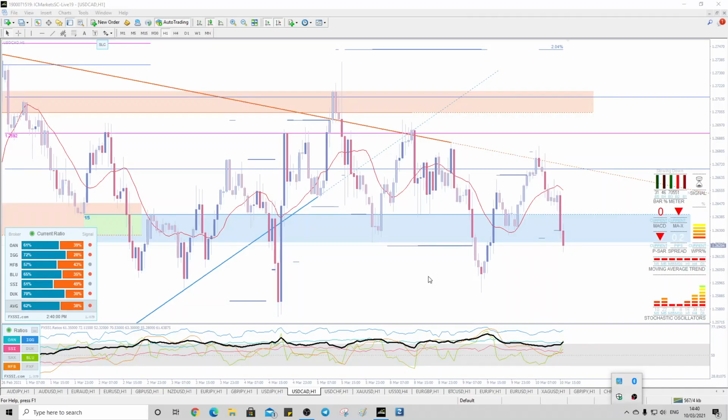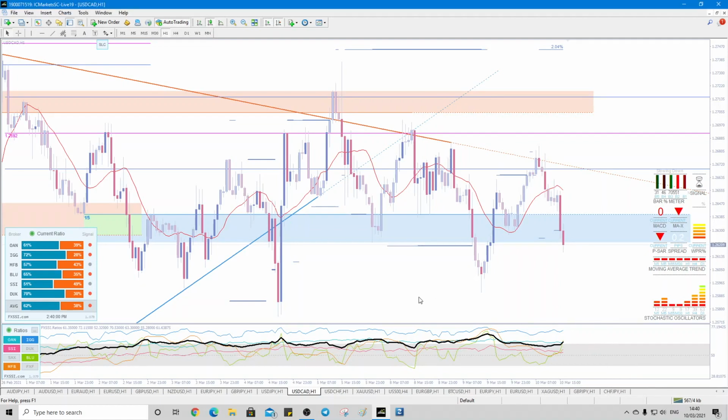Today's stop loss cluster video for the 10th of March 2021 for the QuasiDB service. We'll start with the dollar CAD because this was a trade recommendation that went out yesterday in order to sell based on the sentiment and the bubble deviation.